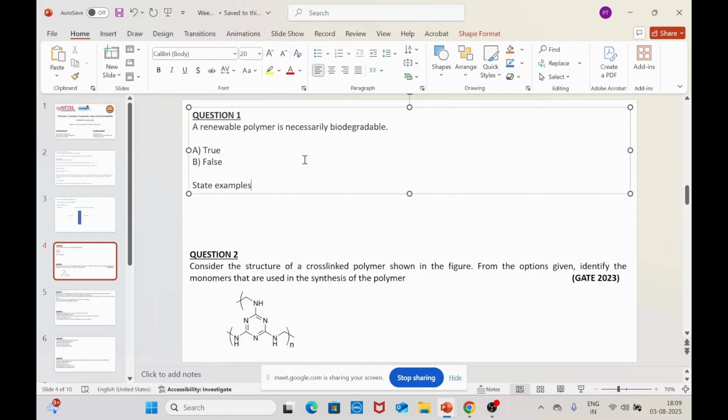Keratin. We have to check the degradability span, I mean how long it takes to degrade. So what will be the answer for this question? False.